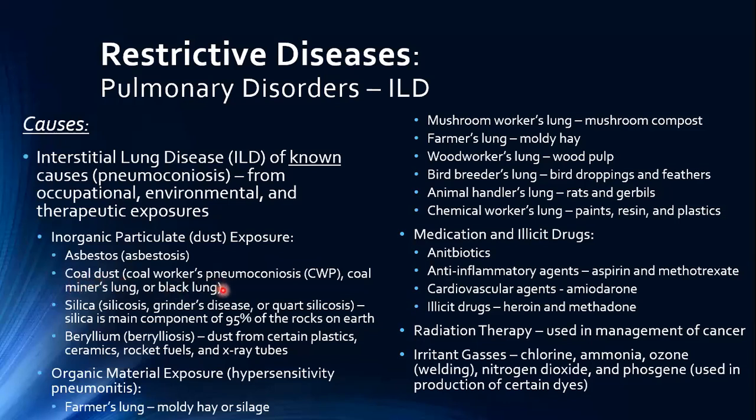Okay, and so you can see that it sounds the same as what you see now. Coal dust causes pneumoconiosis, right? Coal miner's lung or black lung. Then silica, silicosis, right? Also beryllium, berylliosis, is dust from certain plastics, ceramics, rocket fuel, and x-ray tubes. You can get berylliosis if you're an x-ray tech, if you're not careful, right? Working around rocket fuel or ceramics, or in a factory that makes plastics or ceramics, if you're not wearing proper breathing protection, you can get that. Or in the military or something like that, you can get it.